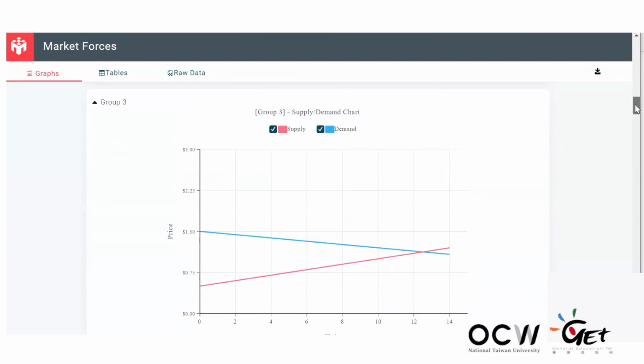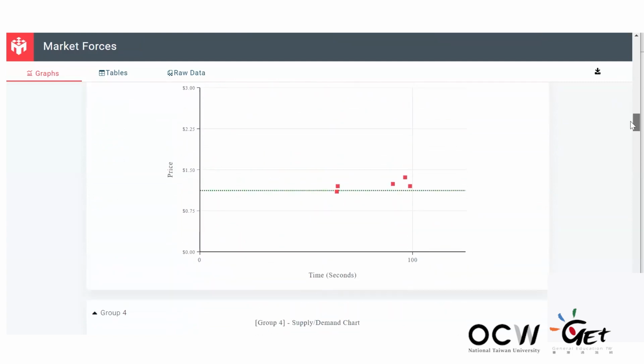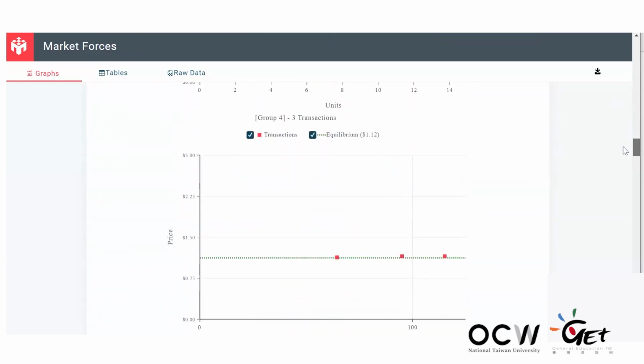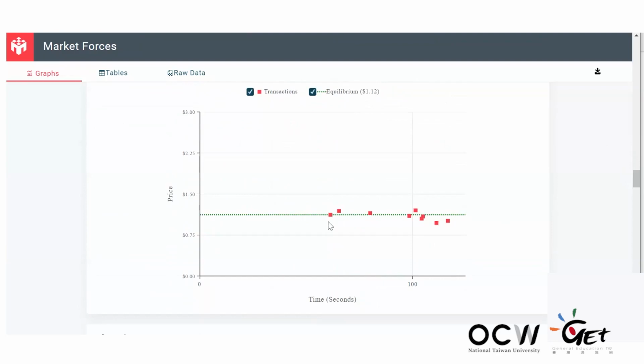Here we have group 3, but only 5 transactions, but close to the equilibrium as well. Group 4, only 3 transactions, but almost all spot on. Hey, you guys are so good, but where are the other transactions? Group 5 has 1, 2, 3, 4, 5, 6, 7, 8, 9 transactions.